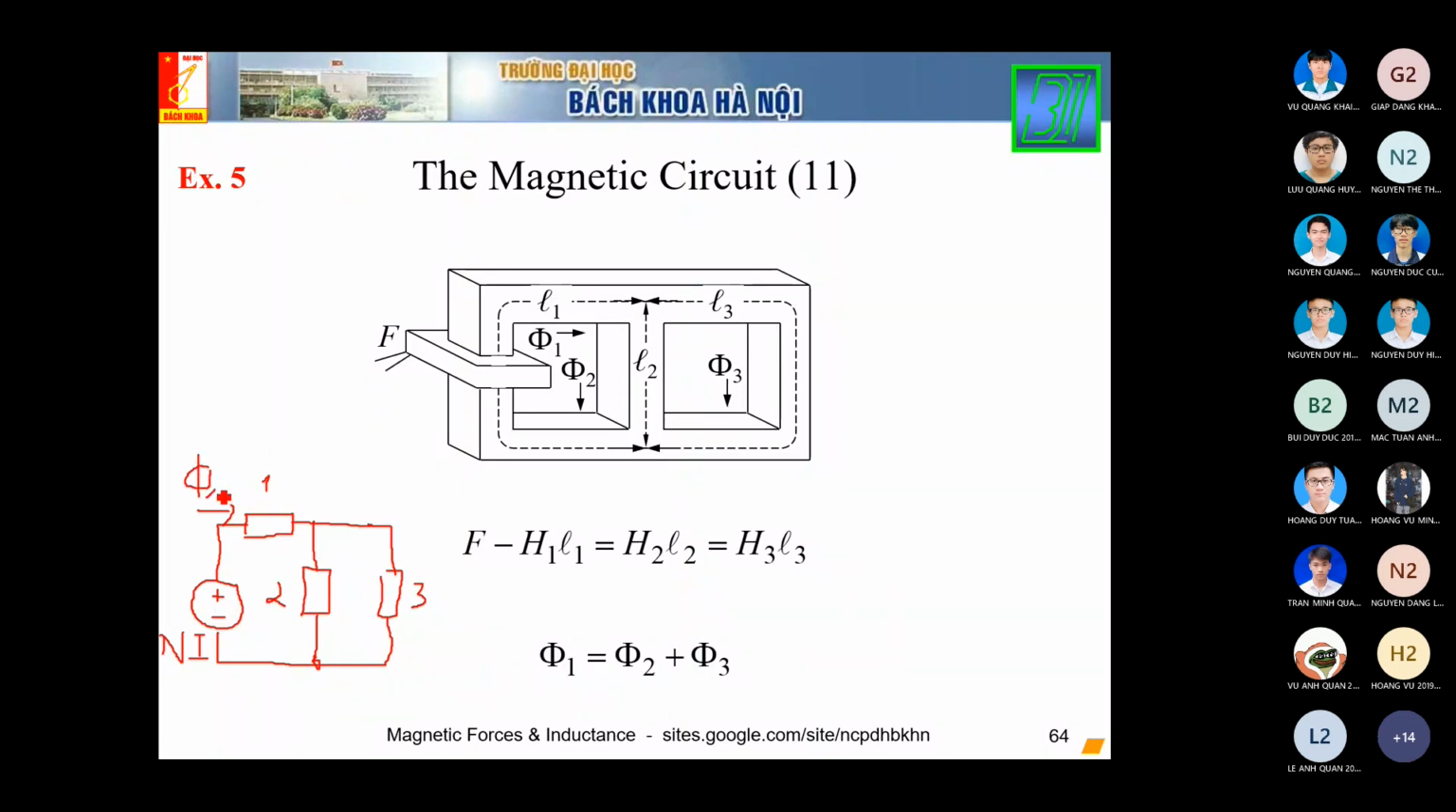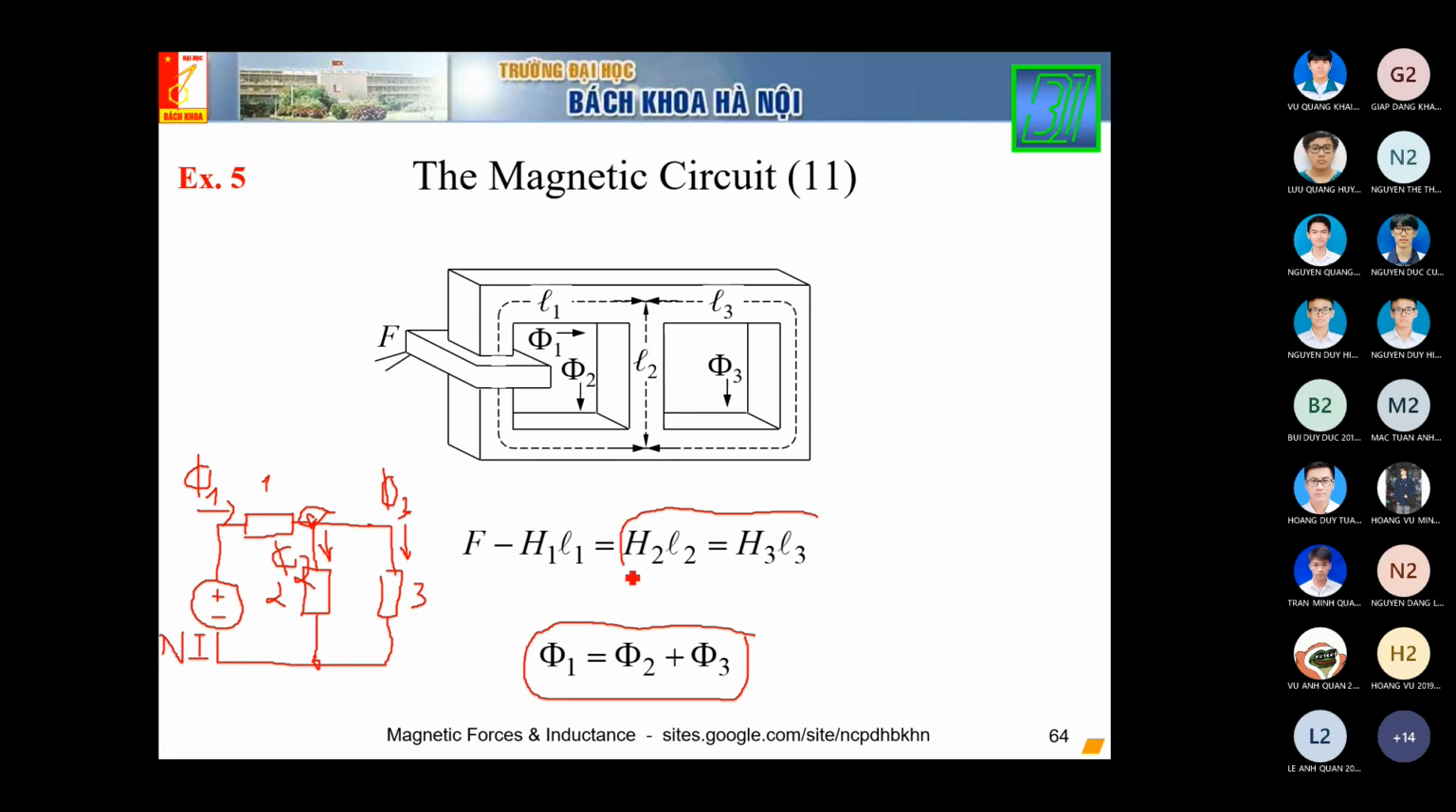All right, so the voltage source here, I'm talking about Ni, it produces a magnetic flux, phi 1. At this point, phi 1 is divided into two other fluxes, phi 2 here and phi 3 here. So you can see that applying KCL, remember that, to this node, we have this equation.